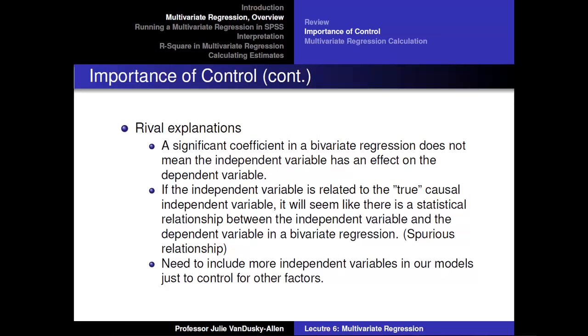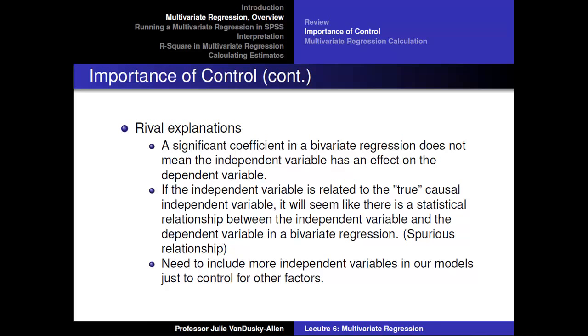Last, we also run multivariate regression because a significant coefficient in a bivariate regression does not mean the independent variable has an effect on the dependent variable. If the independent variable is related to the true causal independent variable, it will seem like there's a statistical relationship between the independent and dependent variable in a bivariate regression. However, the independent variable really doesn't have an effect on the dependent variable.